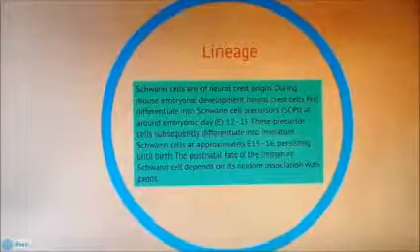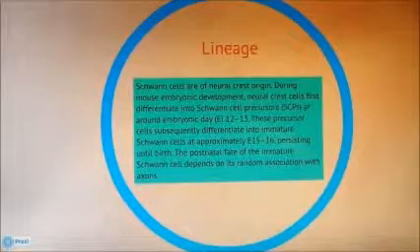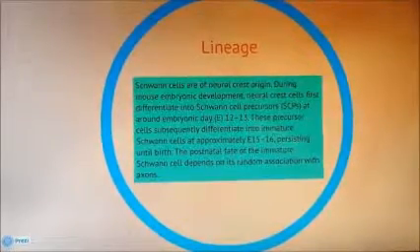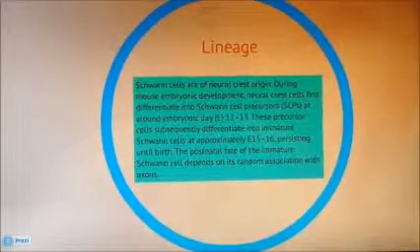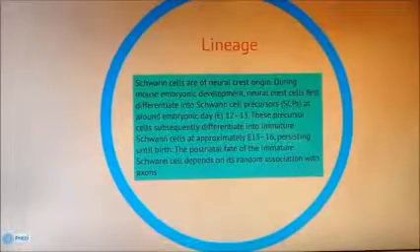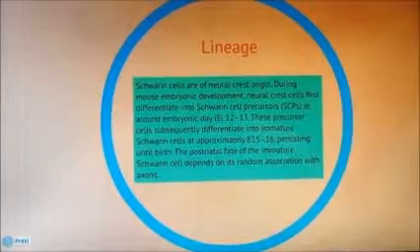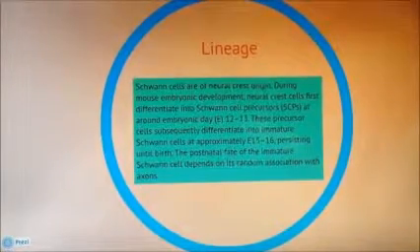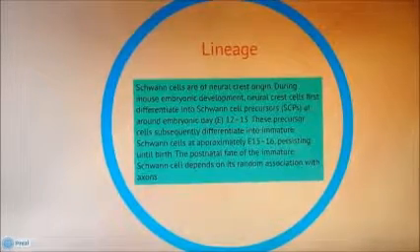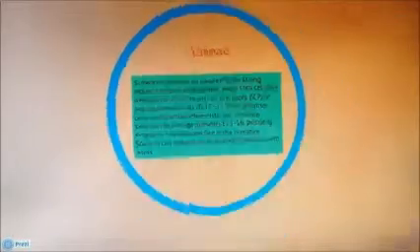Lineage. Schwann cells are of neural crest origin. During most embryonic development, neural crest cells first differentiate into Schwann cell precursors at around embryonic day 12 to 13. These precursor cells subsequently differentiate into immature Schwann cells at approximately embryonic day 15 to 16, persisting until birth. The postnatal fate of the immature Schwann cell depends on its random association with axons.